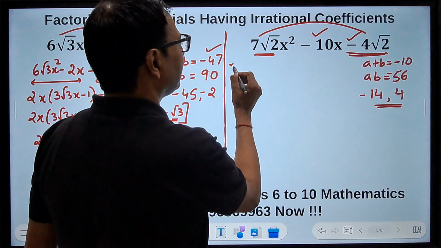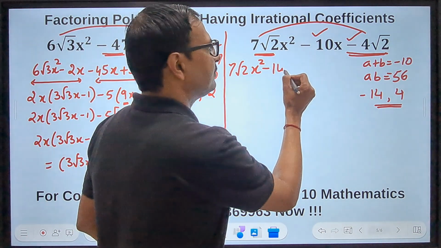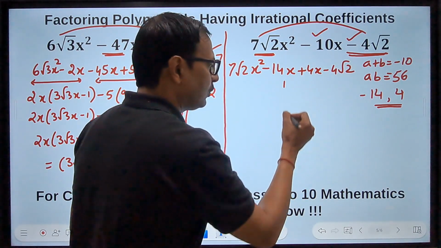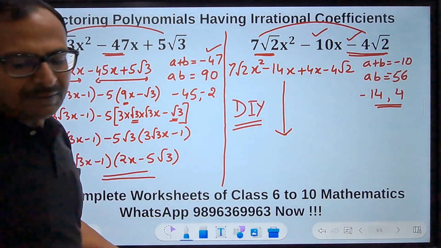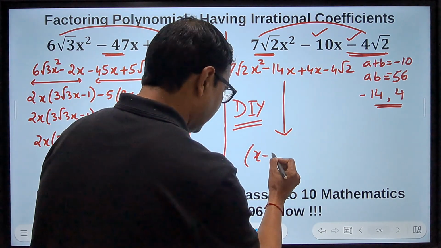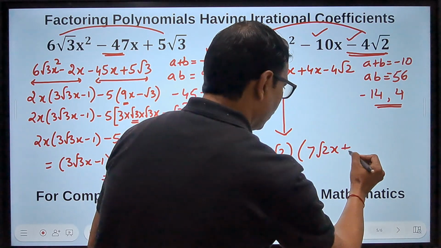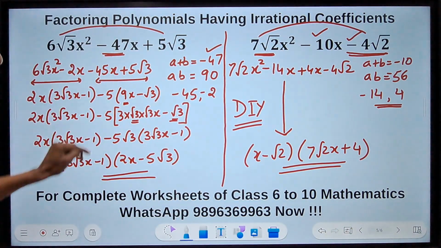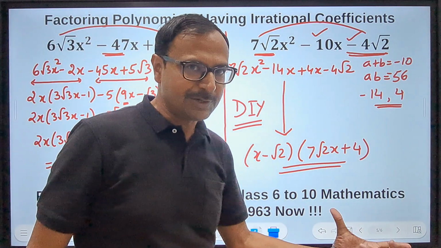So I will give you the question as a DIY question. So I will just split the middle term 14x plus 4x minus 4 root 2, and now I want you to solve this. It is a DIY, do it yourself question. I will give you the final answer so that you can verify it yourself. You should get x minus root 2 as one of the factors and 7 root 2x plus 4 as the other factor. So you need to solve it using this approach by finding out the hidden common factor and get to this answer.